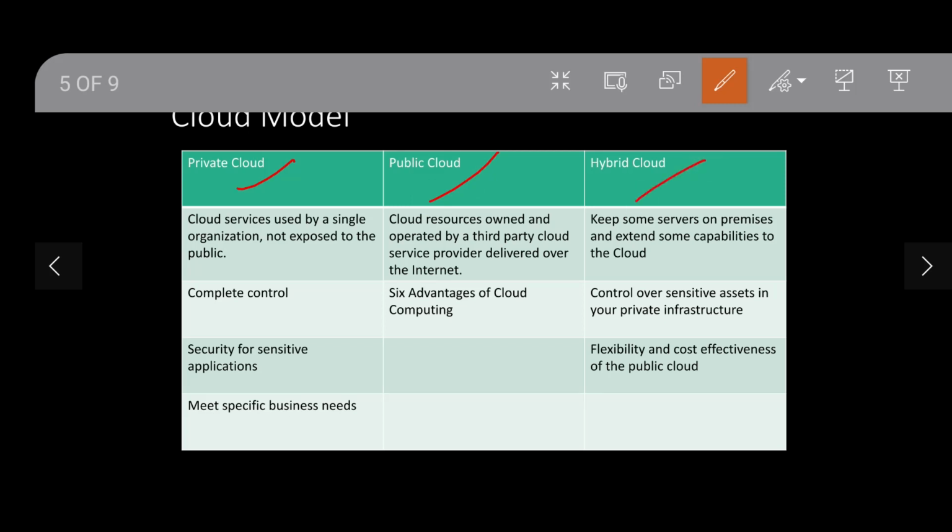So what does private cloud stand for? Private cloud means, just take an example, you are in an army situation, okay, so there is data which is crucial for the country.